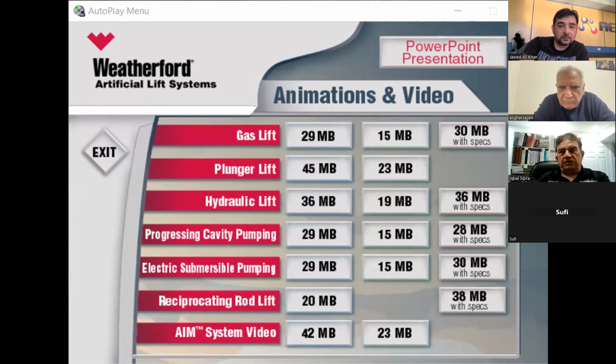This is a gas lift system. This is a demonstrated clip. You can see how the system works.